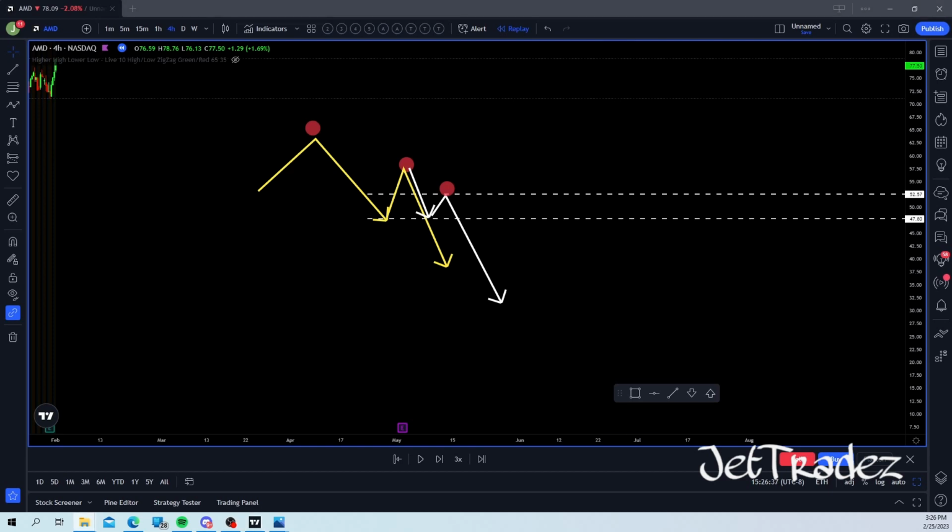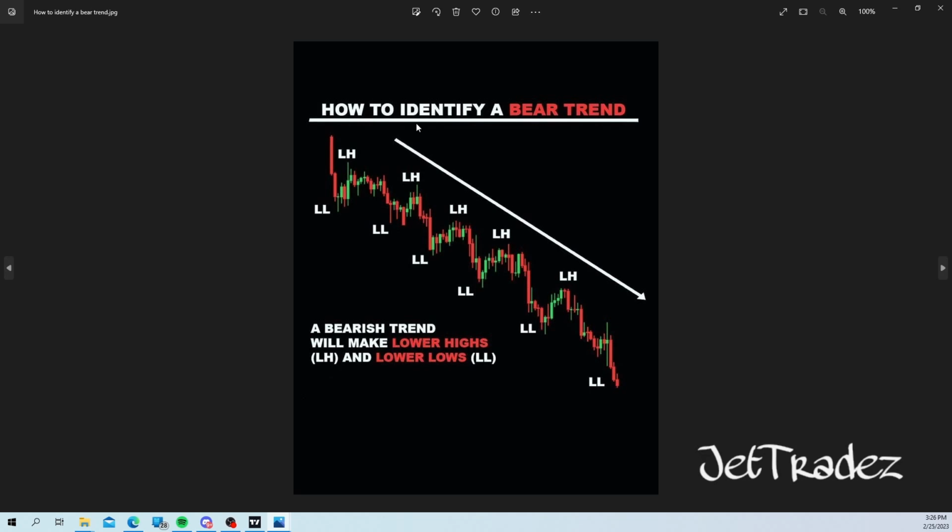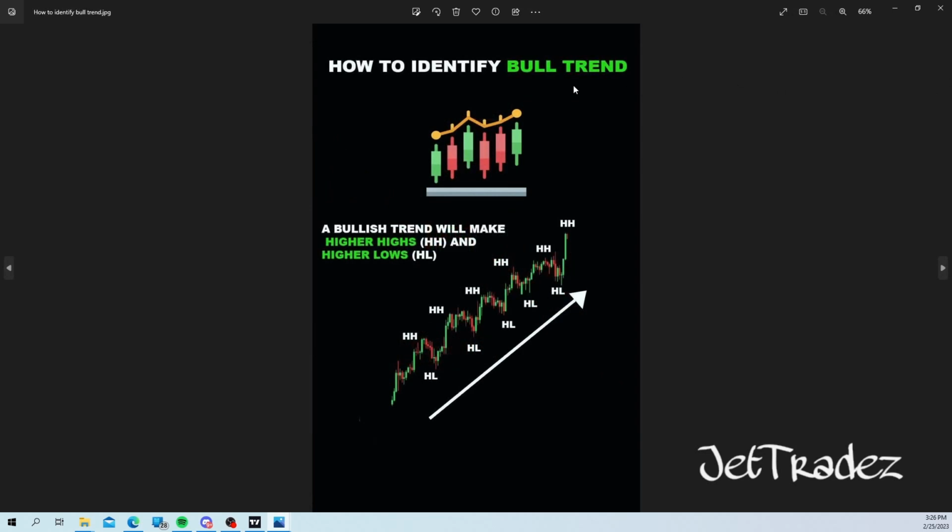Let's go over this. How to identify a bear trend: lower low, lower high, lower low, lower high, lower low. You see that? Lower high, lower low, lower high. Let's just keep going. A bearish trend makes lower highs and lower lows. Now to go for the bullish side, a bullish trend will make higher highs and higher lows.